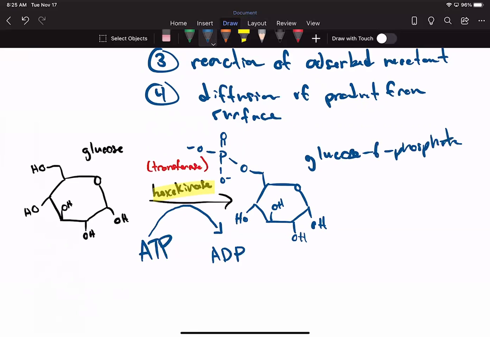All right. So this is what we would consider single step here, right? The hexokinase is in the same phase as glucose, same phase.